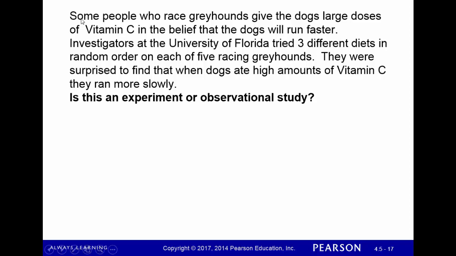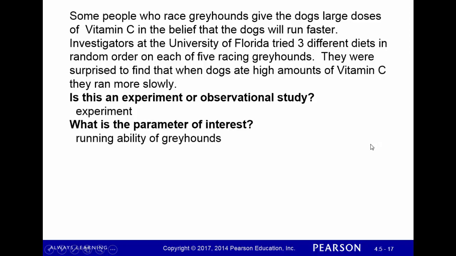Okay, so they gave the diets in random order, so there's our clue that that's an experiment. What's the parameter of interest? The parameter of interest is the ability of the greyhounds to run, their speeds. What were the treatments? There were 3 different diets. They must have had different levels of vitamin C.